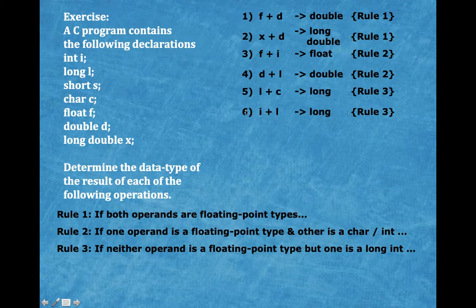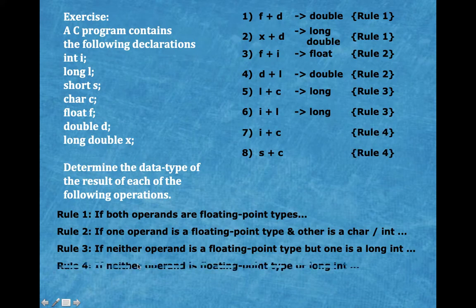Finally, let's try and understand number 7 and number 8. In expressions 7 and 8, you will not see any operand of floating point type or even long int. i is int, c is char. s is short int, c is char. So now let's understand rule number 4. Rule number 4 says, if neither operand is a floating point type or long int, then the data type of the result is int, no matter what the two operands are.